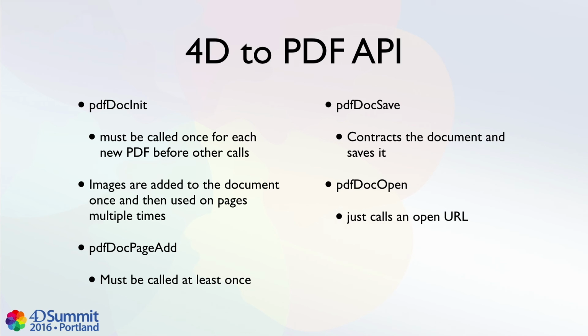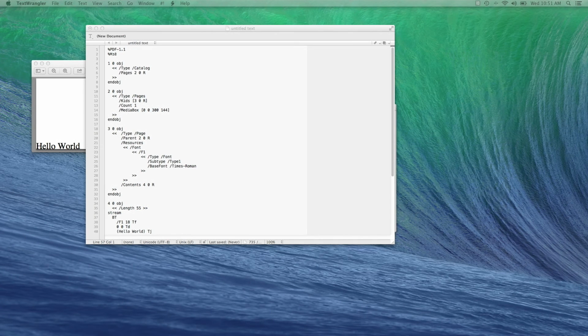on pages. You call PDF doc add page to add a page to your document. That must be at least once. You call PDF document save, and that writes out everything for you. Okay? So let's skip this and go to the demo and see how it all works.